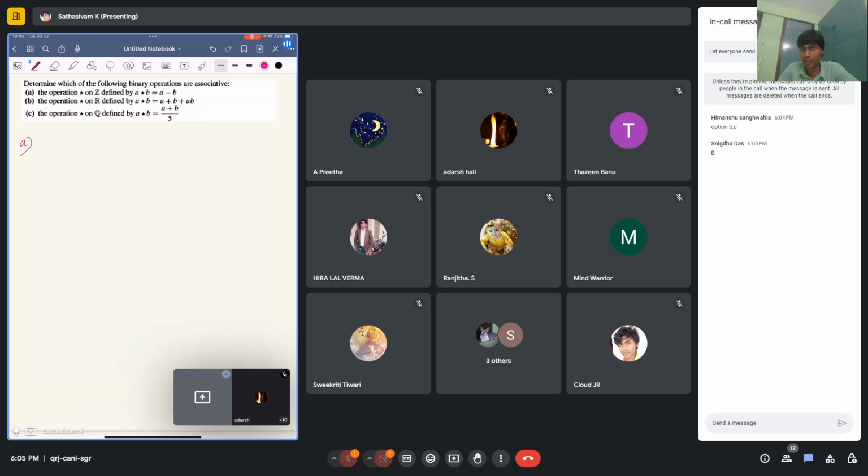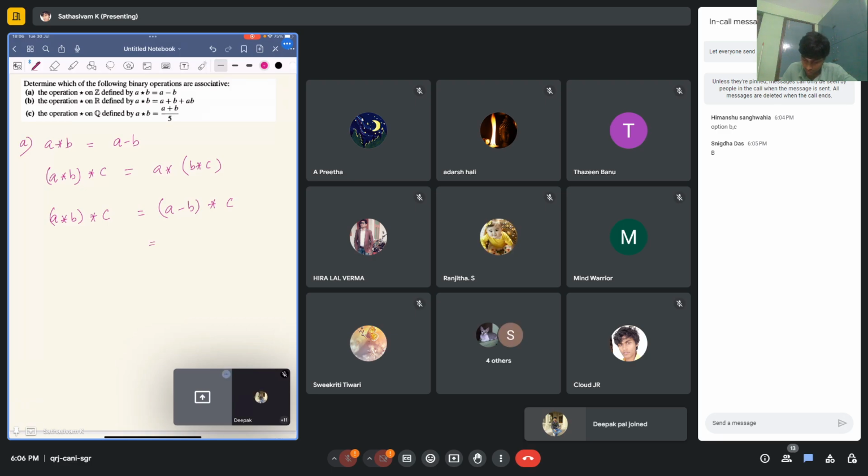So the first operation is A star B is A minus B, right? Now we want to check associativity. That means we want to verify whether (A star B) star C is equal to A star (B star C), right? So let's write here. What happens is (A star B) star C is nothing but (A minus B) star C. This is A minus B minus C.